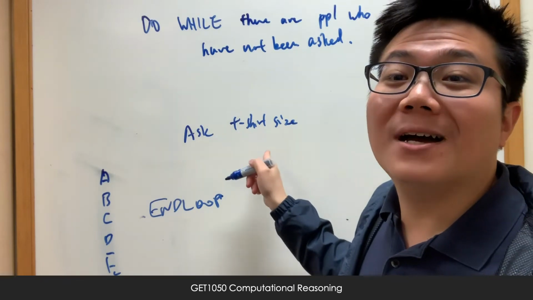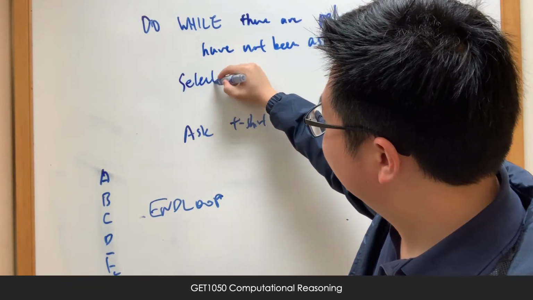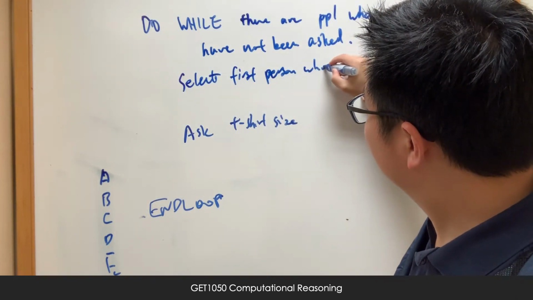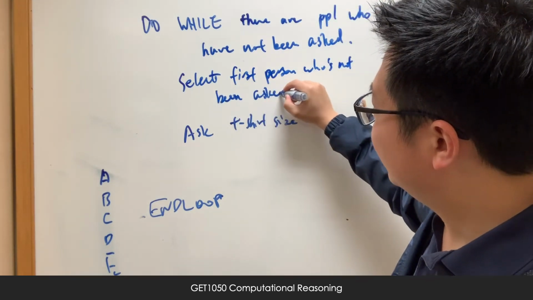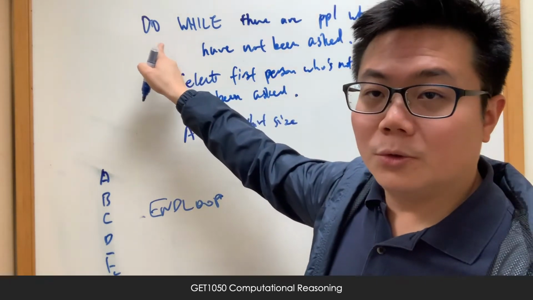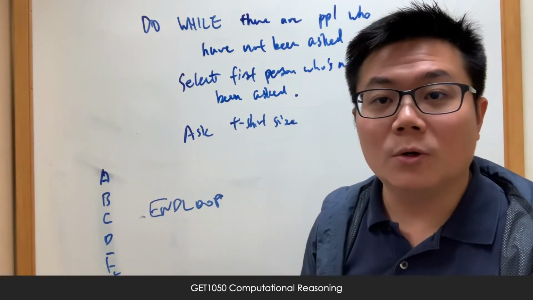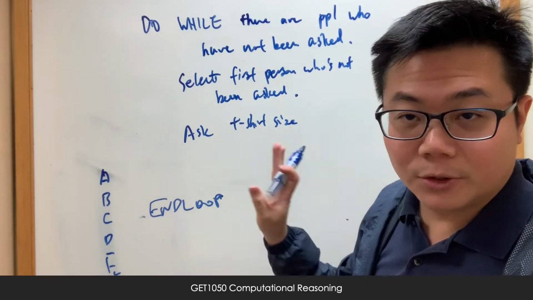Ask who, right? So select first person who's not been asked. Okay, so do while there are people who have not been asked, select the first person who has not been asked, and then ask t-shirt size, and then end loop. Alright, so we use this algorithm.